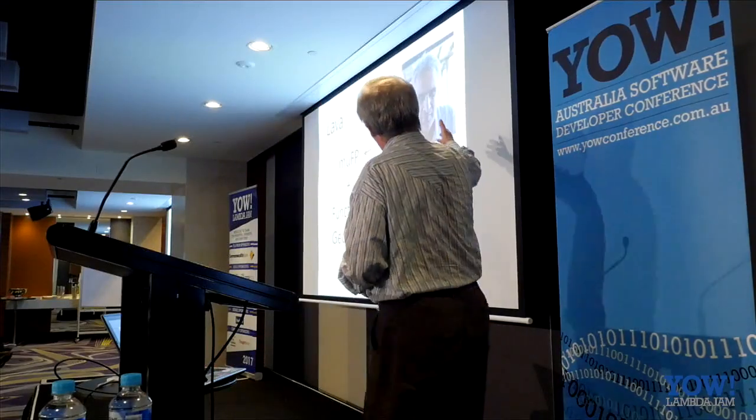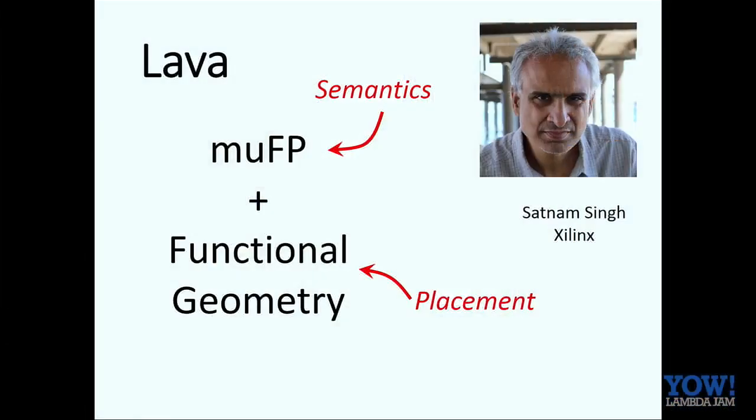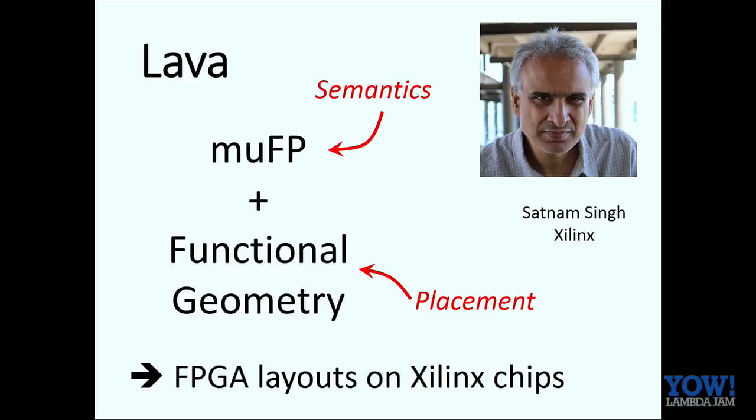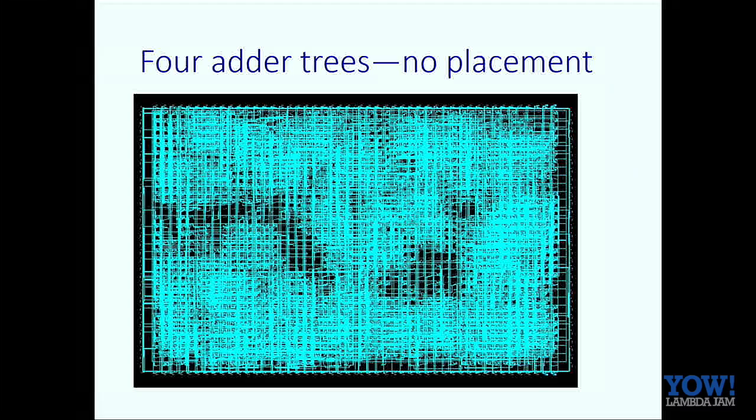Why? Well, MuFP was very good at defining the semantics of circuits. Functional geometry could define placement. And so Satnam designed a language called Lava that used both to generate hardware layouts where you could control placement. And then after his PhD, he went to Xilinx, where he used Lava to generate layouts for their FPGAs. What difference does it make to control placement? Well, here's an example of a regular circuit, 4 adder trees, laid out by the Xilinx tools.